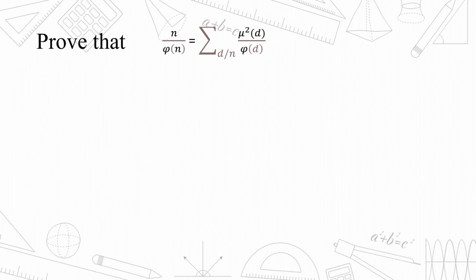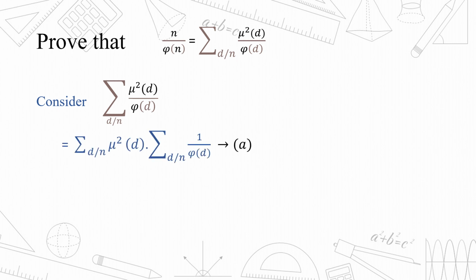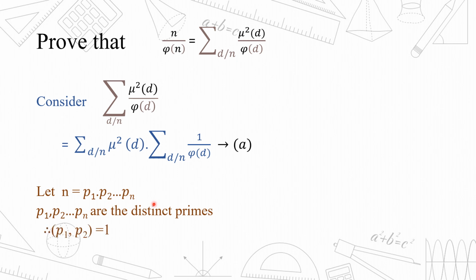Next, we'll prove that n by phi of n is equal to summation d divides n mu square d divided by phi of d. First, consider the RHS, that is summation d divides n mu square d divided by phi of d. This we can simplify. This we can write as summation d divides n mu square d into summation d divides n 1 by phi of d. Let n is equal to the product of p1, p2 and so on pn.